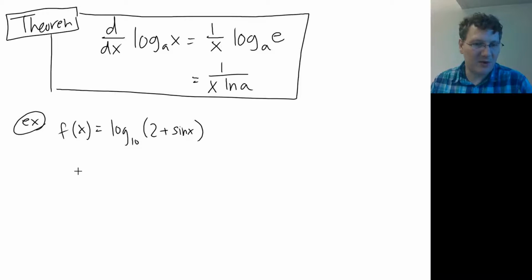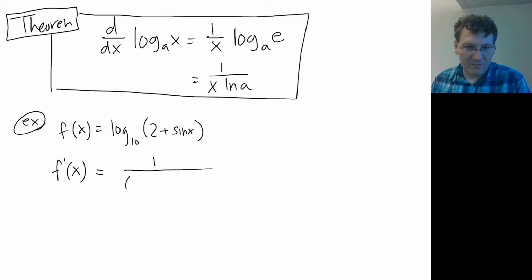Okay, so putting this into practice, let's find the first derivative of the function log base 10 of 2 plus the sine of x. We're going to use the chain rule. So the x is the whole 2 plus sine x, so to speak. So the derivative is going to be 1 over 2 plus the sine of x times the natural log of 10.